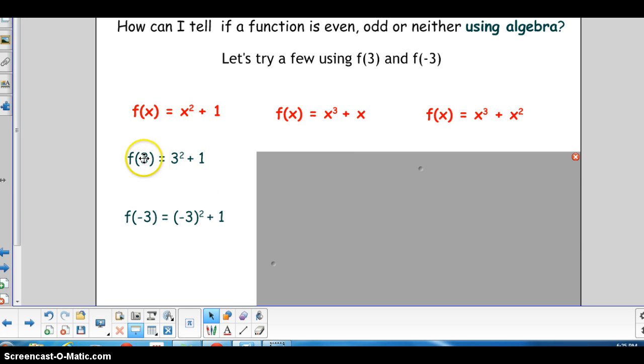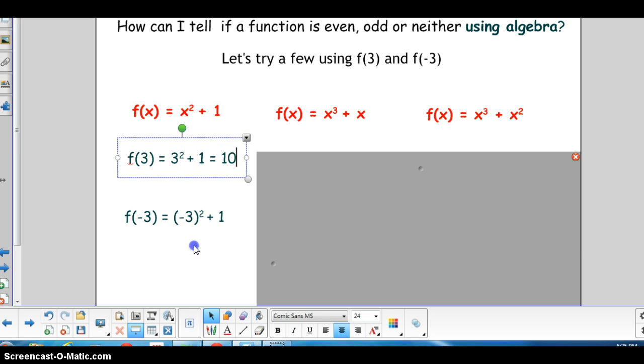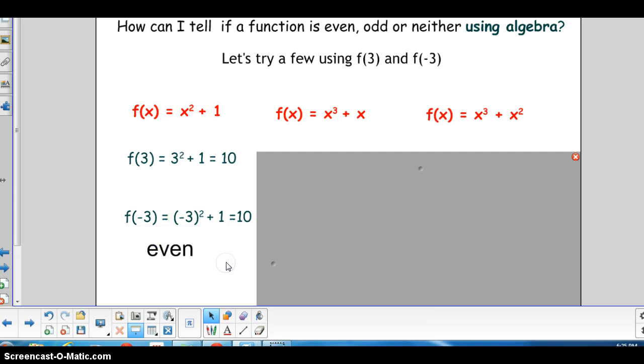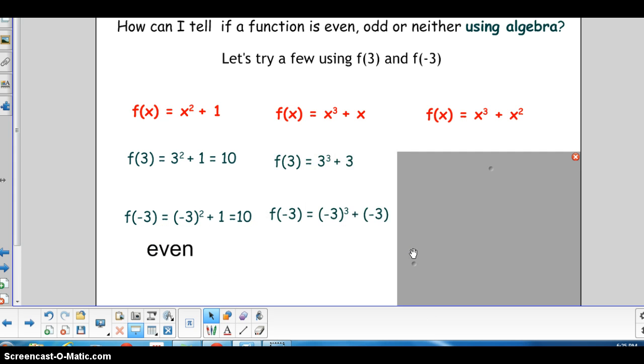I went ahead and put in our 3 and our negative 3 into our function, so 3 squared plus 1 gives us 10. Now, if it's going to be even, we're also going to get 10. If it's going to be odd, we're going to get negative 10. Let's see what we get. Negative 3 squared is 9. 9 plus 1 is 10. So indeed, they are the same, so we can say that our function is going to be even without looking at the graph. All right, what about x cubed plus 3?